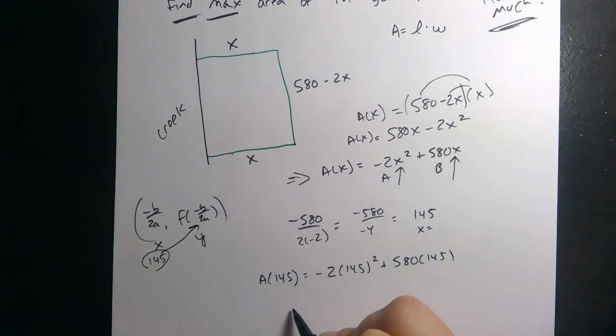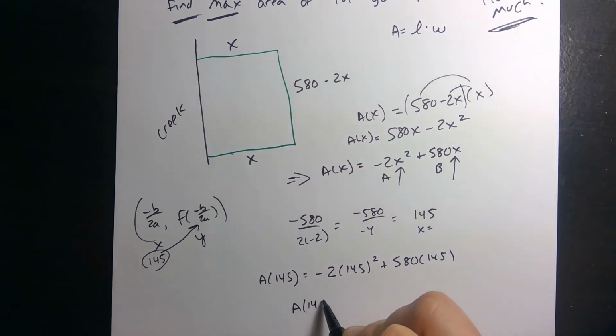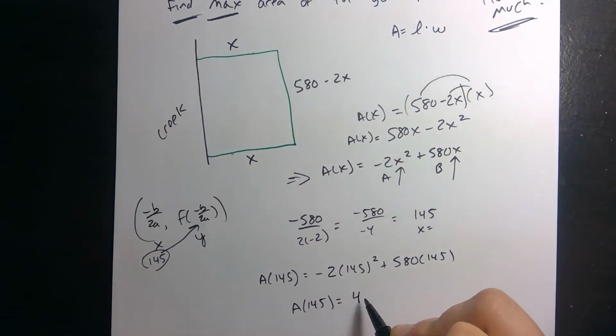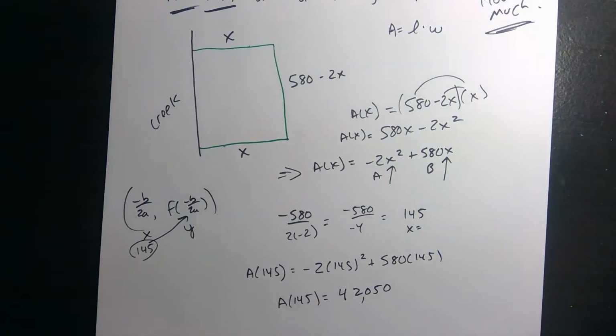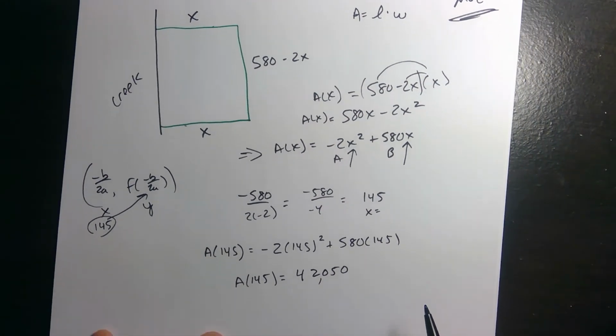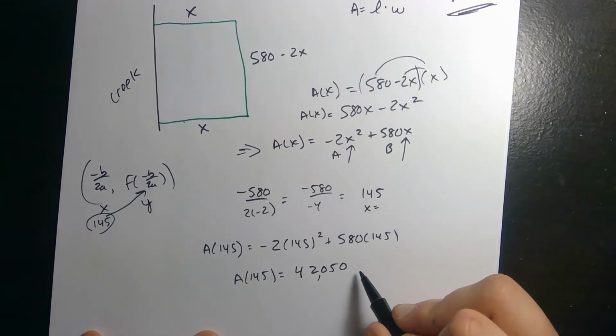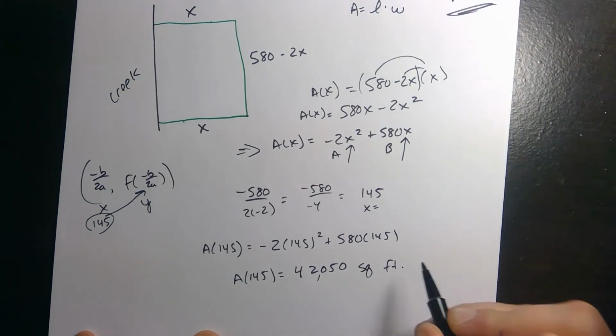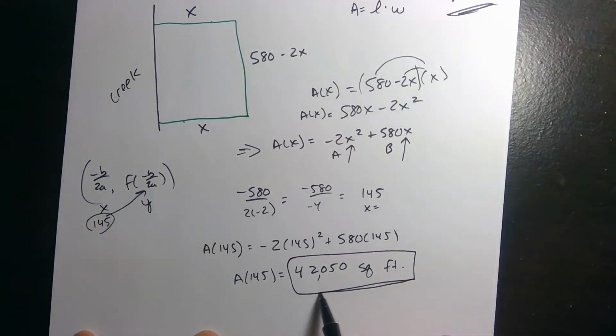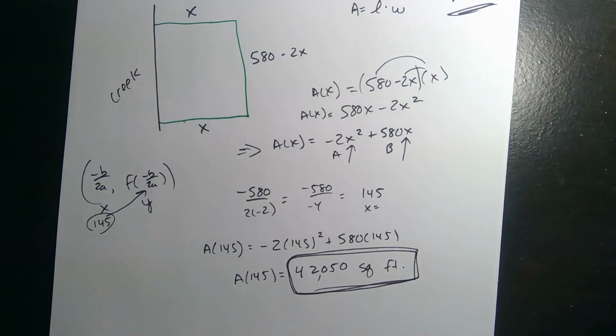And so I'm going to write that A of 145 equals 42050. I'm going to stick a comma in there. It's 42,050. Now, since we're talking about the fence and the feet, I need to make sure that I put square feet. This is my final answer. This is the maximum area. I am totally and completely done with this problem.